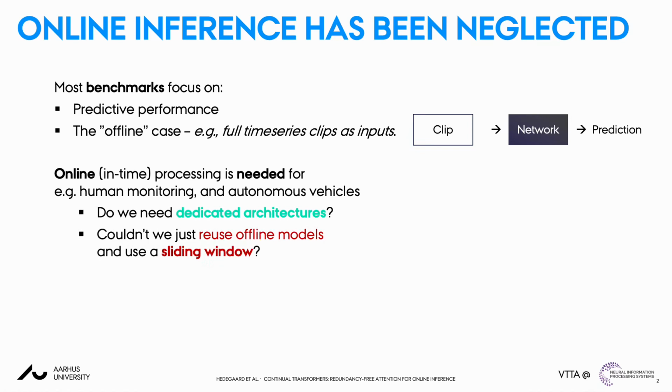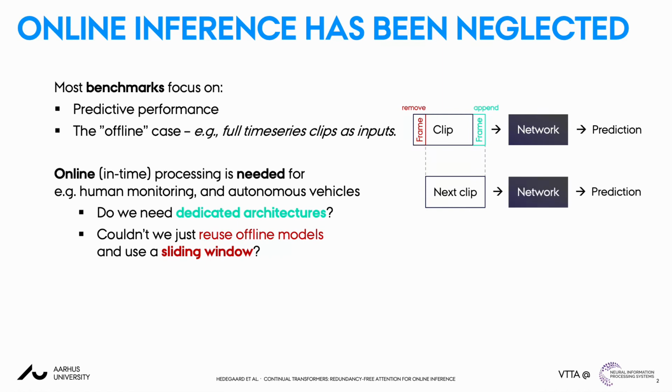Couldn't we just reuse offline models and use a sliding window? Here we would simply remove the last frame of the clip and append a new one to produce a new clip, which can be passed to the network in an identical manner. We could, but is it efficient?